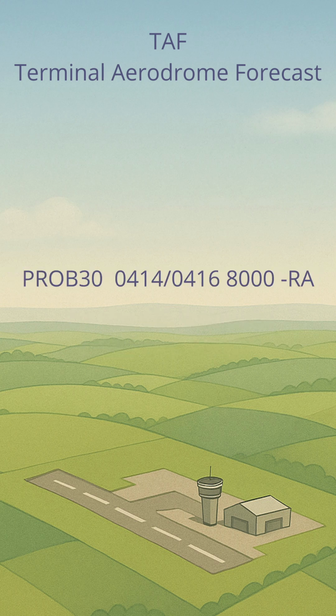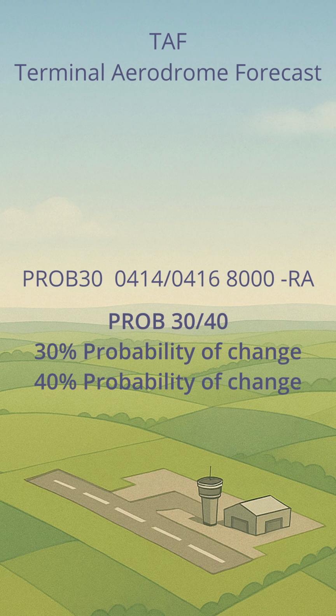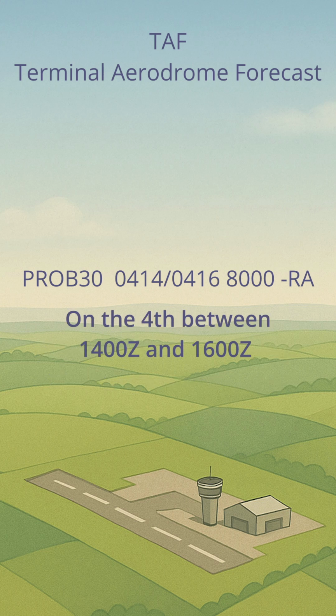The next line is prob 30, so that's a 30% probability of change, and again we have the 4th and the 4th, so on the 4th between 1400 and 1600 Zulu, they're expecting a 30% probability of visibility dropping to 8,000 meters and light rain.